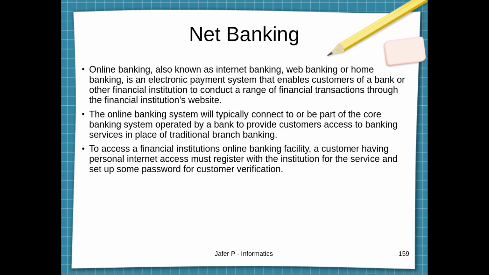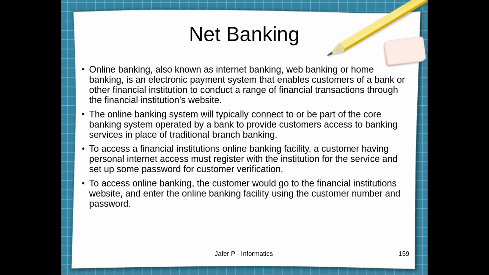To access a financial institution's online banking facility, a customer having personal internet access must register with the institution for the service and set up a password for customer verification, right? So what are the things you need to access internet banking? You need an internet connection and you have to register in the respective bank websites, right? When you register, you will get the user ID and password. By using the user ID and password, you can access the online banking applications based on your bank.